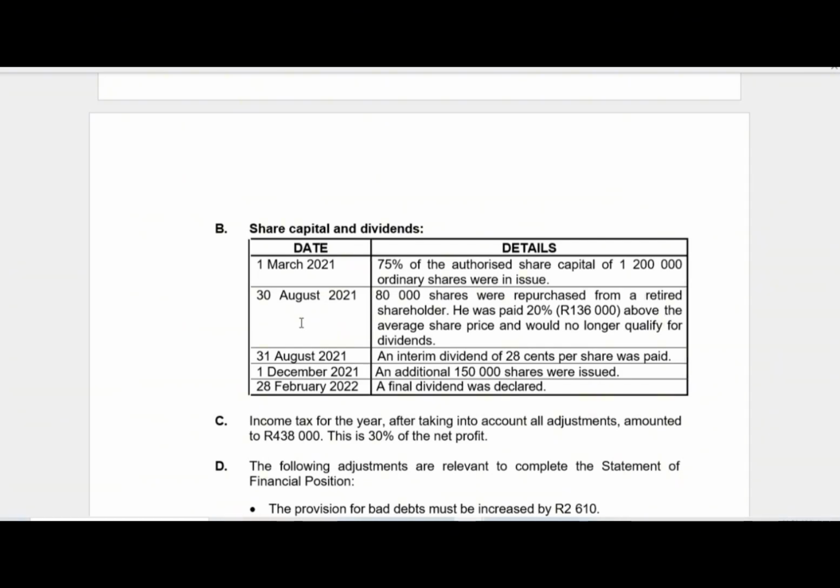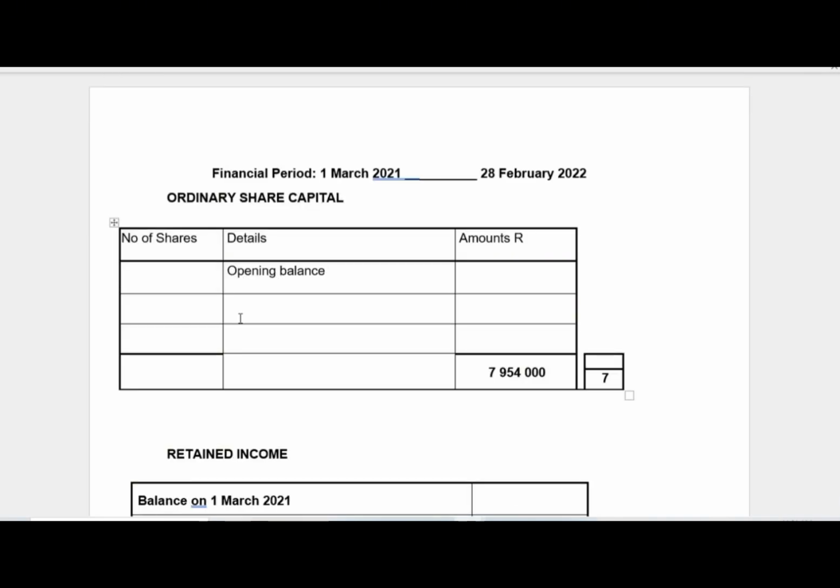So now they're saying on the 1st, which is the beginning of the year or the opening balance of the shares, that 75% of the authorized share capital of 1,200,000 ordinary shares were issued. So for us to calculate the opening balance number of shares, we need to come here and say 1,200,000. You can just do this calculation in brackets as well. You multiply by 75 divided by 100.